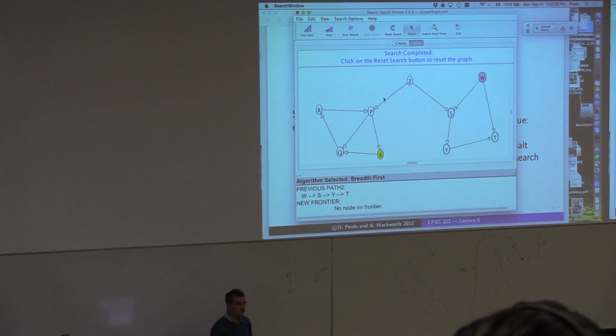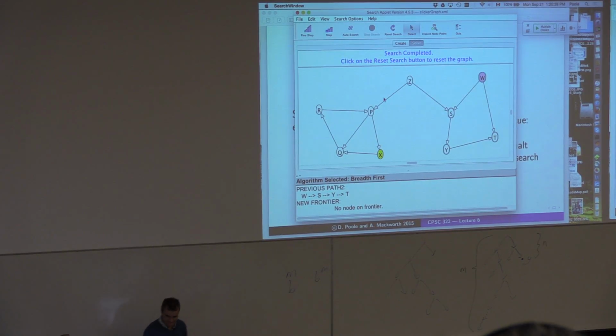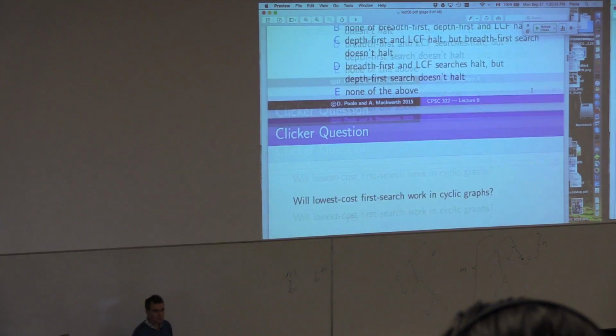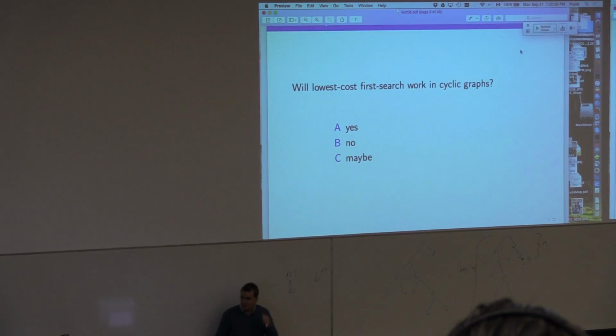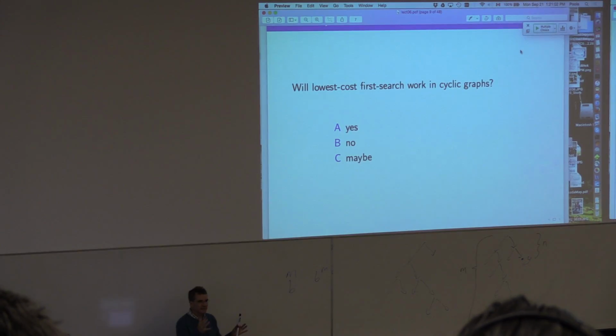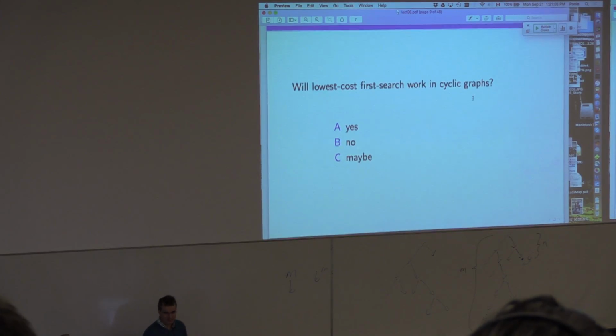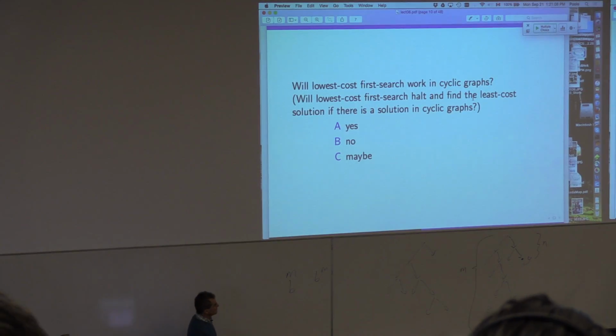All right, questions? All right, we'll do one more question. Here's one more question from Piazza. Will the lowest cost work in cyclic graphs? Well, we have to define what works means. So let's make it precise here. Will lowest cost first search halt and find the least cost solution if there is a solution in cyclic graphs? Right, so will it, if there is a solution, it'll find one. And what's the answer?